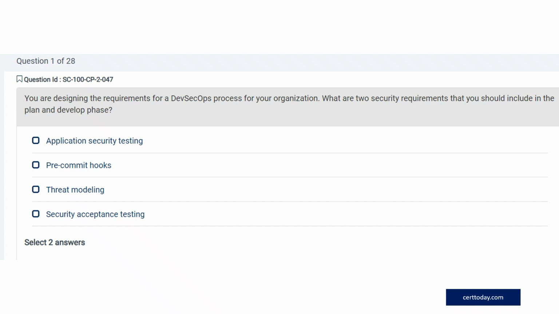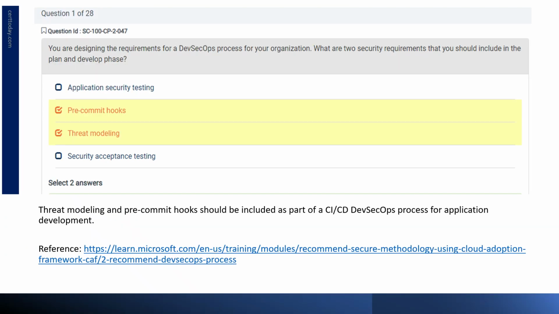Question number 1. You are designing the requirements for a DevSecOps process for your organization. What are 2 security requirements that you should include in the plan and develop phase? The correct answers are B, pre-commit hooks and threat modeling. Threat modeling and pre-commit hooks should be included as part of a CI/CD DevSecOps process for application development.